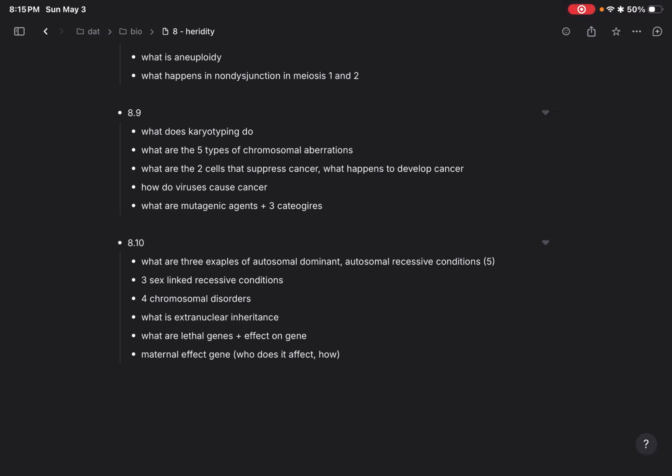An example is the RAS gene. Bro, there's literally a lot of information to remember for this DAT, but I'm just clocking it. I knew it, but it's like, damn, it's a lot, bro.